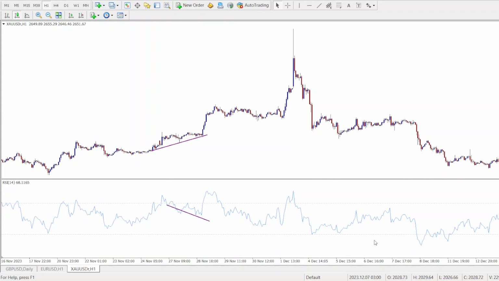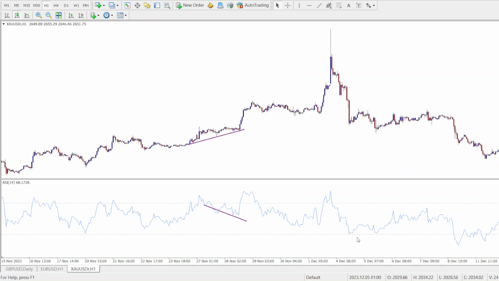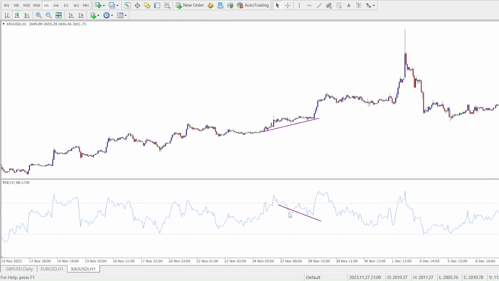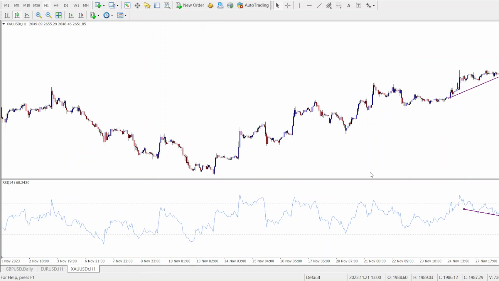But for hidden divergence, we are just going to be focusing on the direction of the lows rather than absolute value. So in hidden divergence, we are just focusing on the direction of the lows. For bullish hidden divergence, you have to be seeing lower lows in the RSI. Now, first of all, you have to identify the uptrend. Ensure that the market is in a clear uptrend. When you are looking for bullish hidden divergence, make sure that the market is in a clear uptrend.